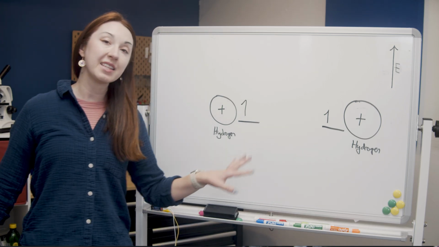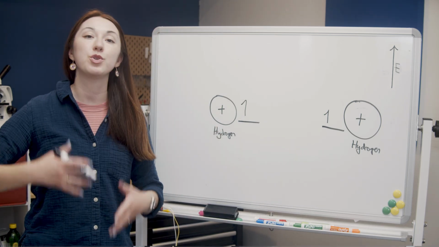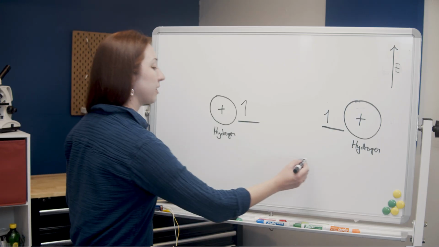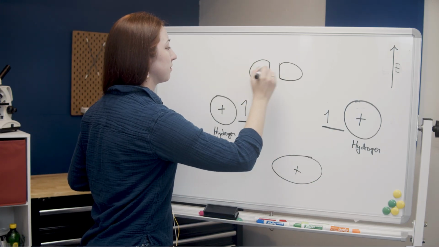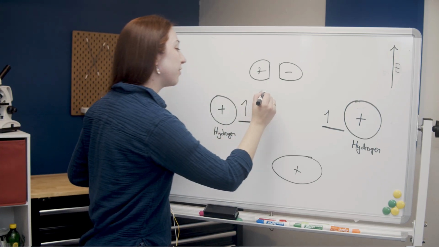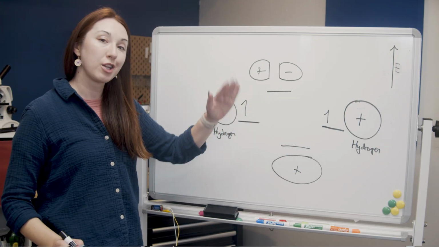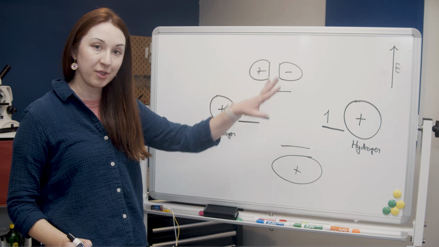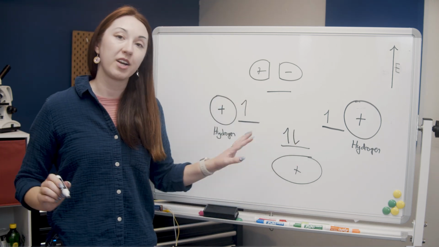Now, if you combine these 2 hydrogen atoms together, you go from having 2 atomic orbitals to 2 molecular orbitals. 1 bonding orbital and 1 antibonding orbital. Now, each of these could fit 2 electrons, but the bonding orbital has a lower energy than the antibonding orbital, and nature is lazy, so it puts both electrons into the lower energy orbital.